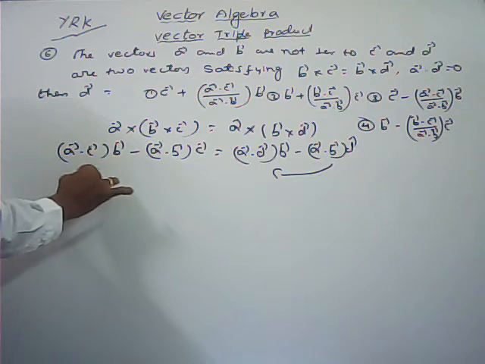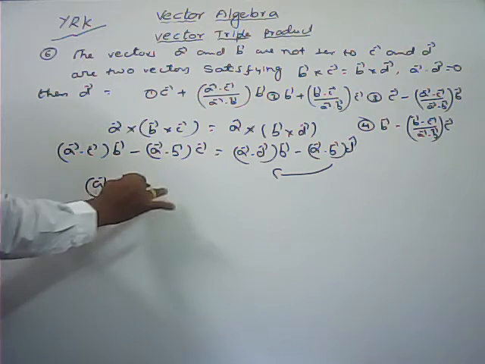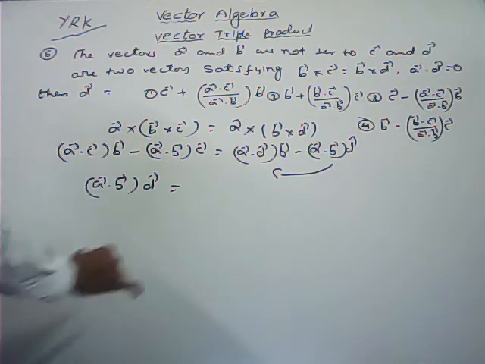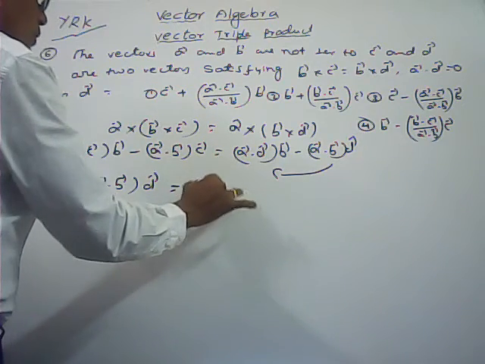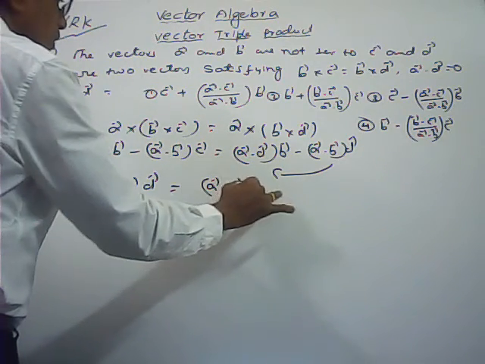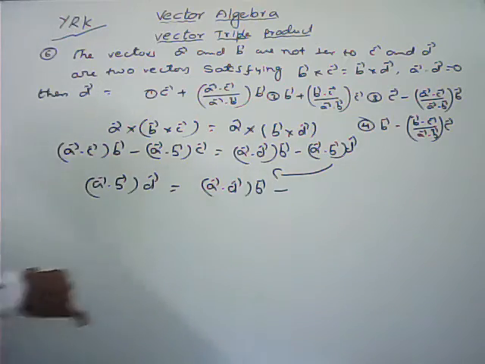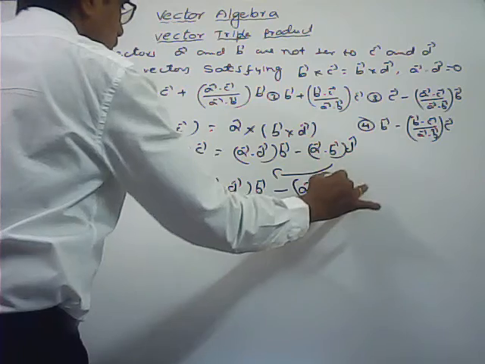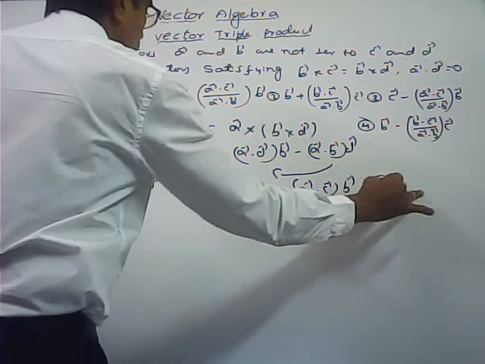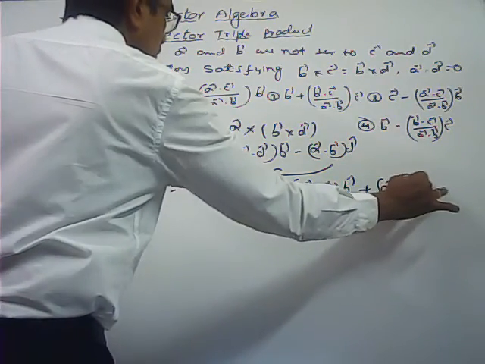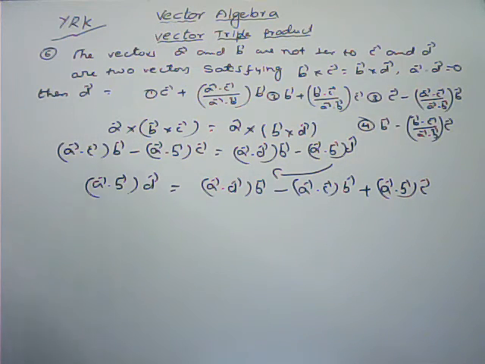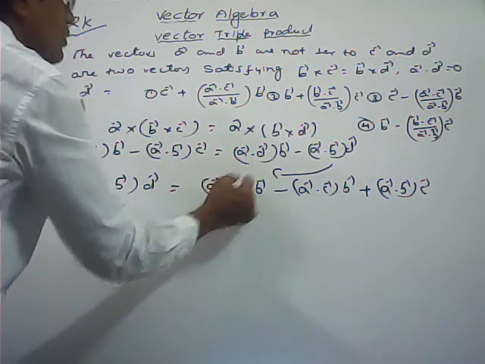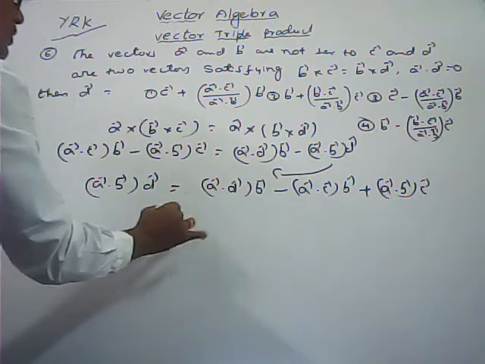So A bar dot B bar into D bar is equal to A bar dot D bar into B bar minus A bar dot C bar into B bar plus A bar dot B bar into C bar. We got that one. Here this value is already given, A bar dot B bar, that is 0.